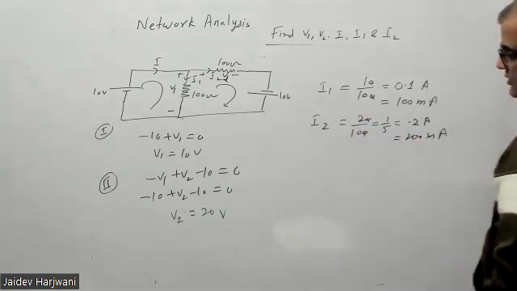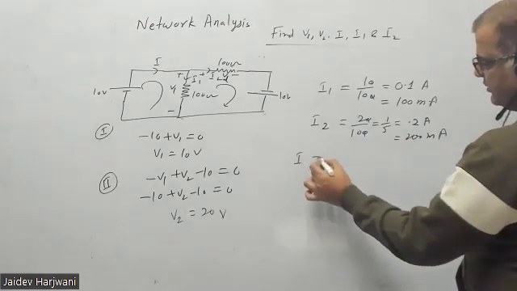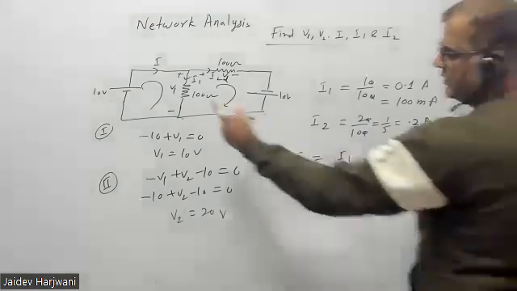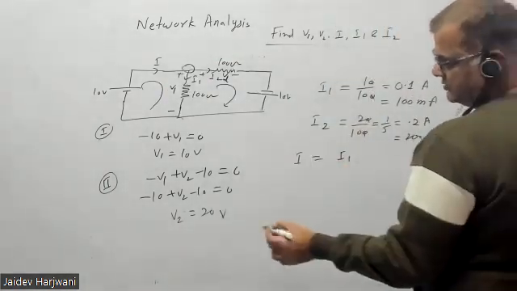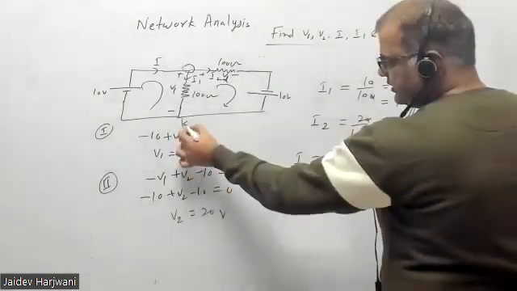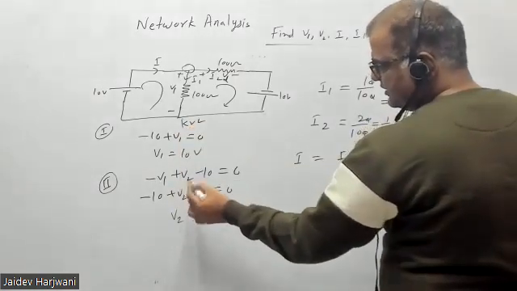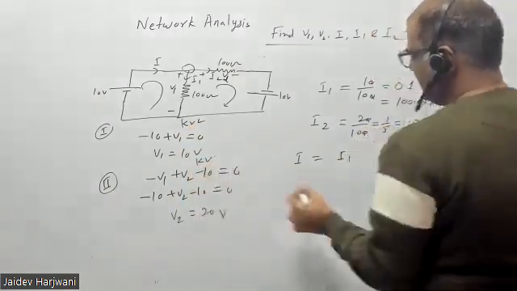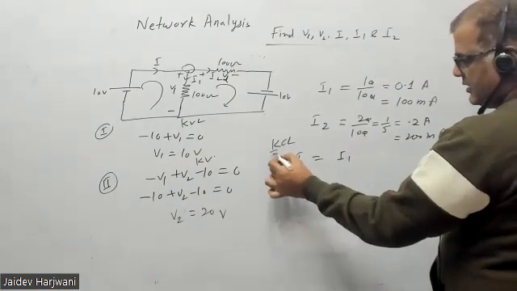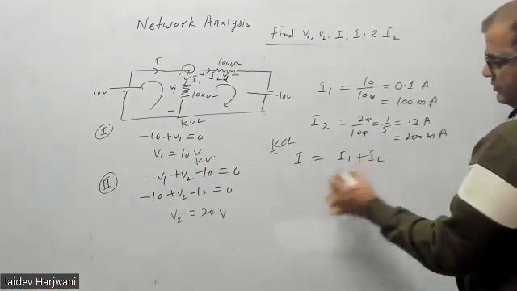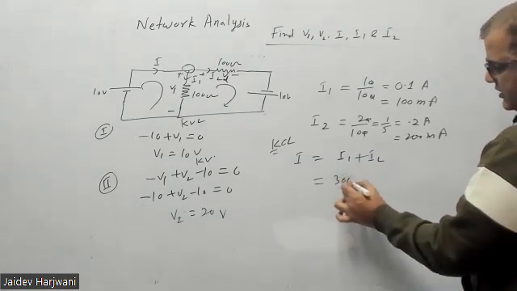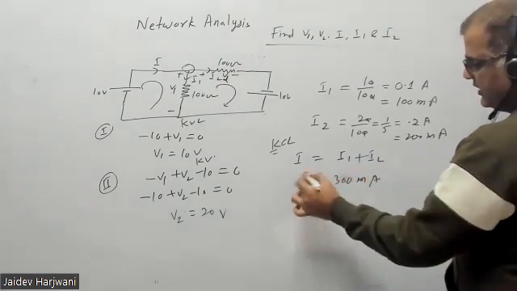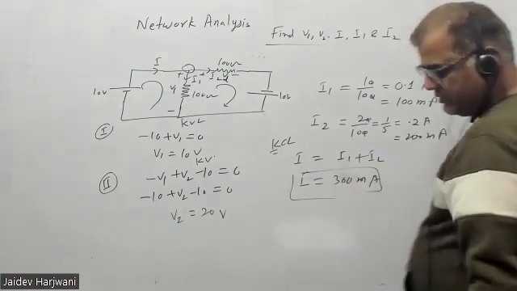So I will be I1 plus I2, 300 milliampere. At this node you can apply KCL. Here we are applying KVL, and here we are applying KCL. So I is I1 plus I2, that is 100 plus 200, total 300 milliampere. Like that you can find.